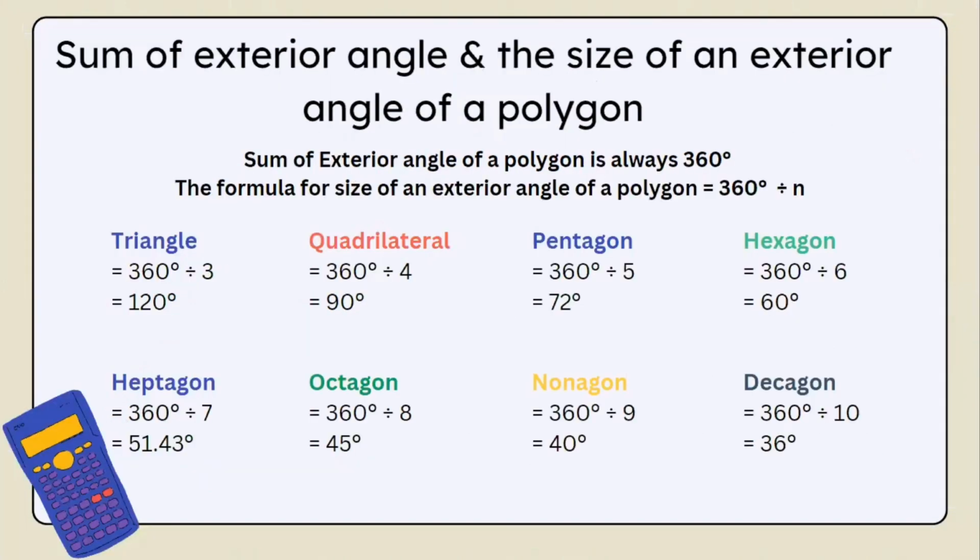Sum of exterior angles and the size of an exterior angle of a polygon. Sum of exterior angles of a polygon is always 360 degrees. Formula for size of an exterior angle of a polygon is 360 degrees divided by n. Triangle is 120 degrees. Quadrilateral is 90 degrees. Pentagon is 72 degrees. Hexagon is 60 degrees. Heptagon is 51.43 degrees. Octagon is 45 degrees. Nonagon is 40 degrees. Decagon is 36 degrees.